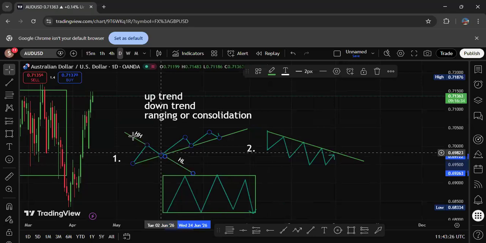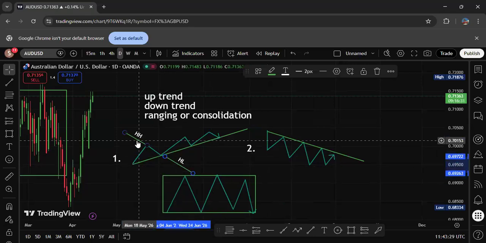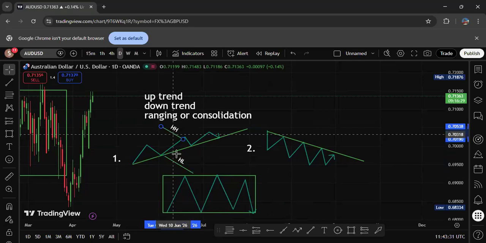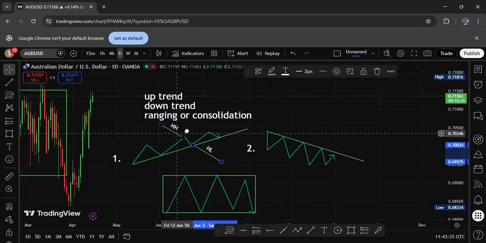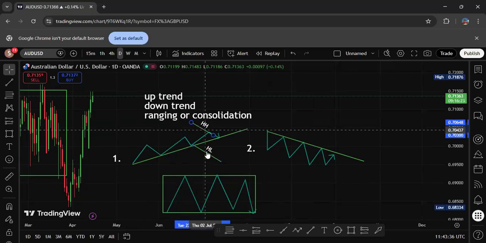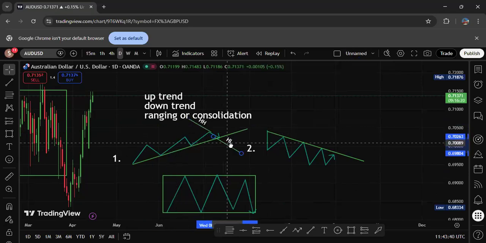So this is a higher high, this is a higher low. Then this is a higher high again. Then this is a higher low. Then this is a higher high again. Then this is a higher low, just like that.